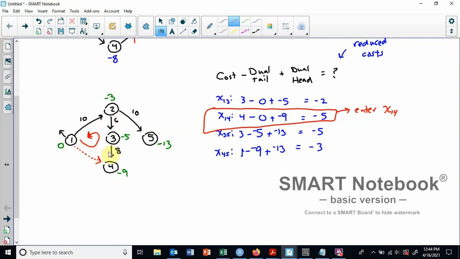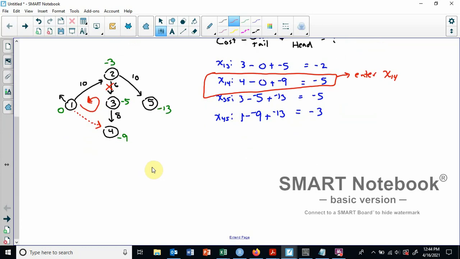Okay, so 8 is pushing the wrong direction, 6 is pushing the wrong direction, 10 is pushing the wrong direction. Which one is the smallest of those flows? And the smallest, I guess I'll keep this in red, happens to be this 6 from 2 to 3. So that will leave. So arc 2, 3 leaves the basis. Now, that will give me a new network.